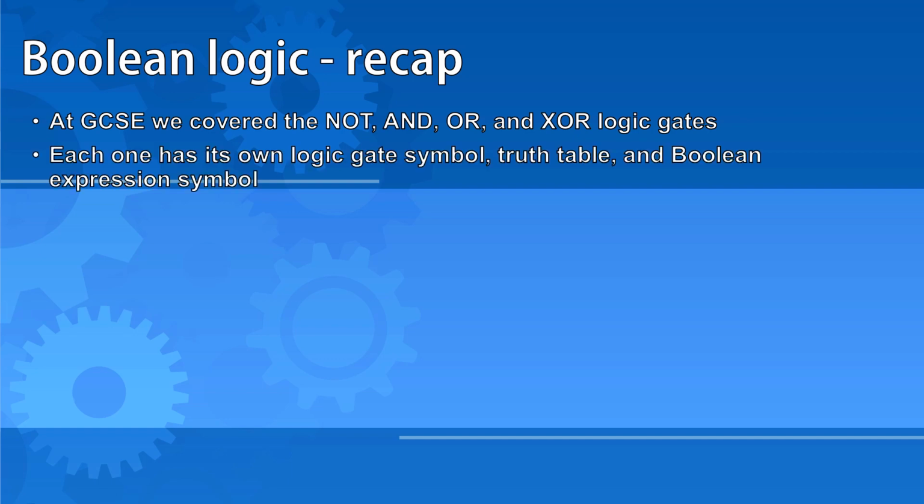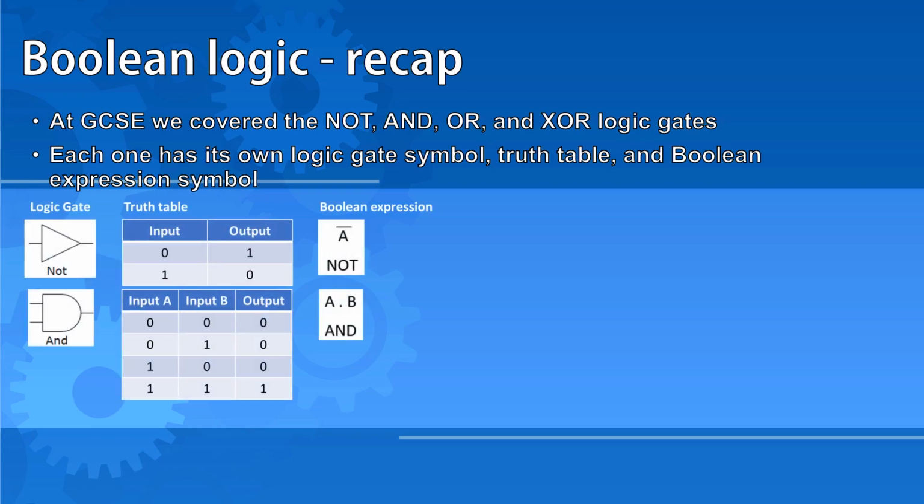Each one of these has its own logic gate symbol, truth table, and Boolean expression symbol. For a quick recap of these, the NOT gate has one input and one output. The output is always the opposite of the input. The AND gate has two inputs and one output. The output is 1 if both inputs are 1 and 0 in all other cases.